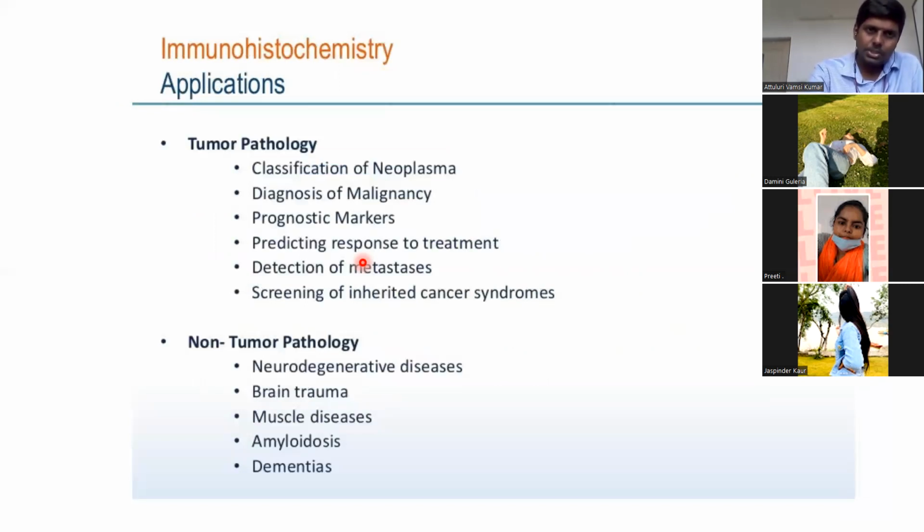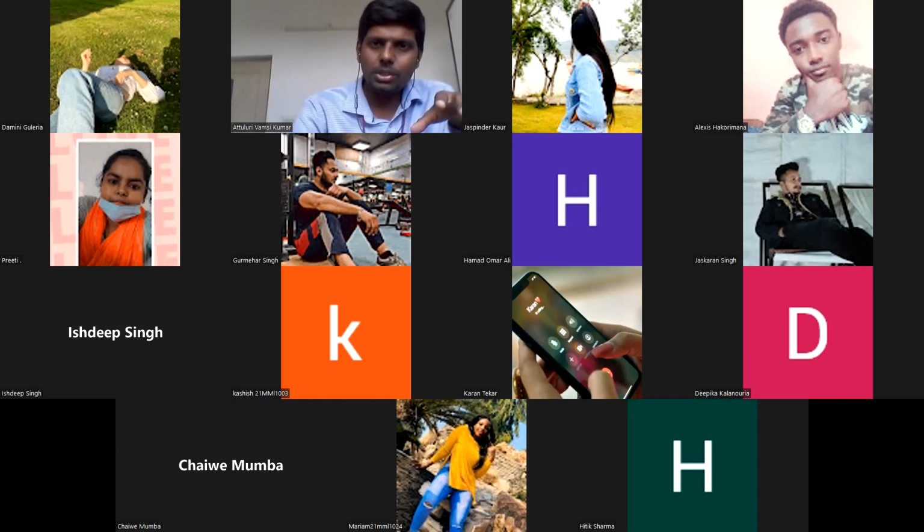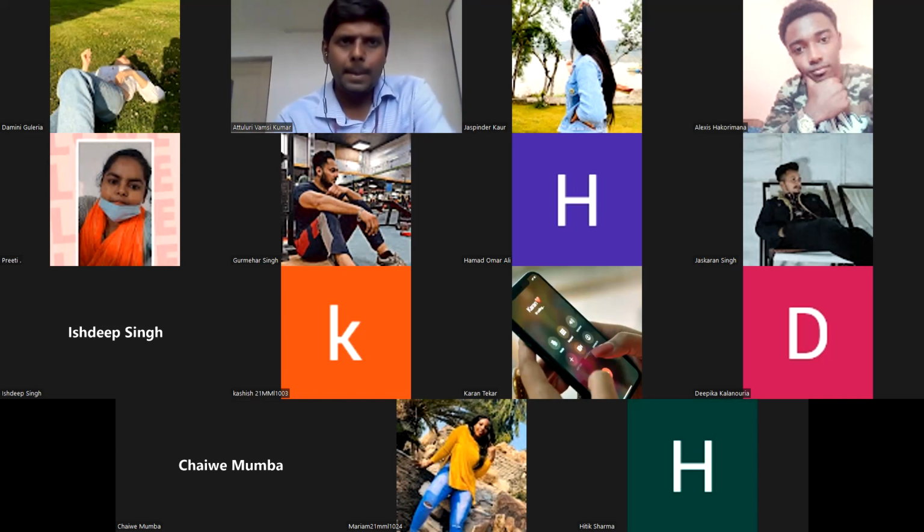So yeah, these are the applications of immunohistochemistry: classification of neoplasms, malignancies, all protein related antigen targeting can be done with immunohistochemistry. Okay, so by this we have successfully finished immunohistochemistry. So let me share the notes again, and let us have some Q&A session in immunohistochemistry. Then I will go to the next topic. Let me share my PPT with you.